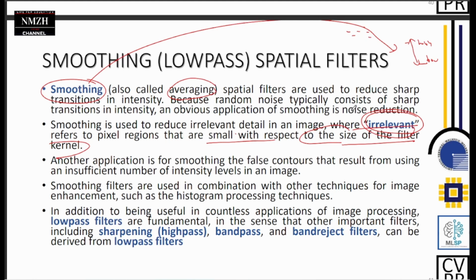Another application of smoothing is reducing an insufficient number of intensity levels in one particular image. Okay, so we have several types of smoothing. We have the low pass filter as a fundamental, and we can expand from it to sharpening using the high pass, band pass, band reject, and so on.